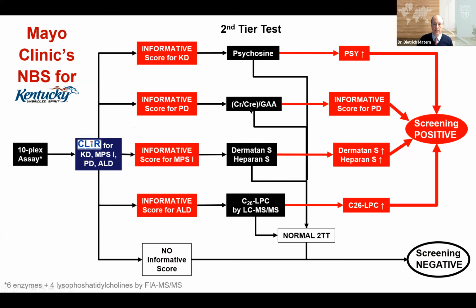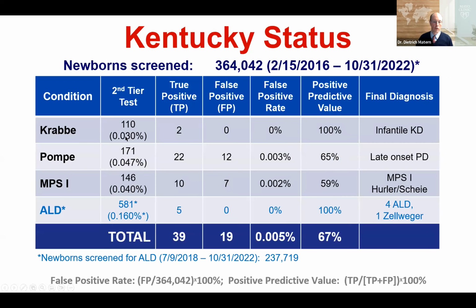So we have second-tier tests for Pompe disease, MPS I, and ALD. Again, trying to reduce false positives as much as possible. For Krabbe disease, we now have 2 babies identified. We did psychosine testing 110 times through October of last year on 364,000 Kentucky babies. 2 of those were abnormal, and those both had infantile Krabbe disease.